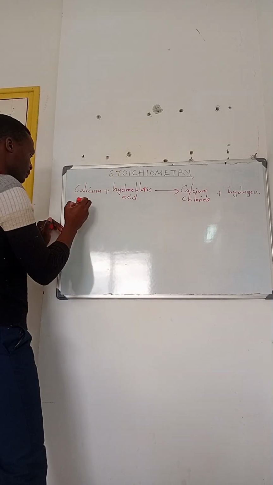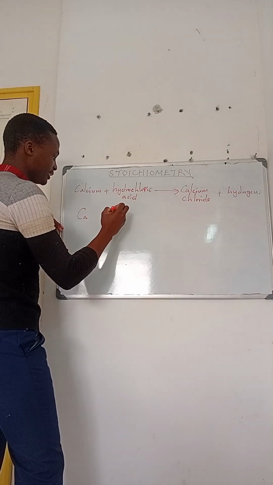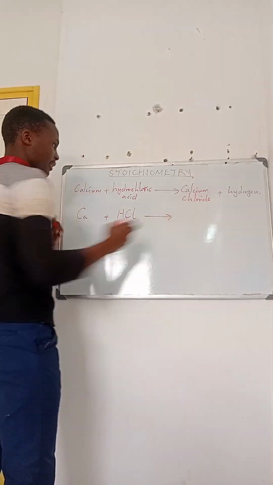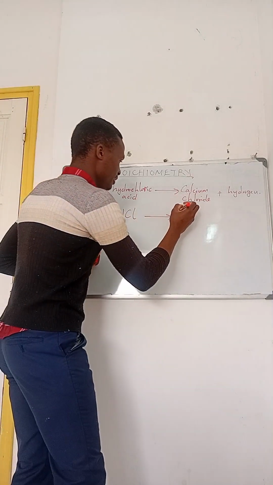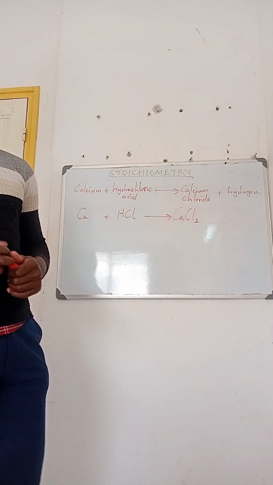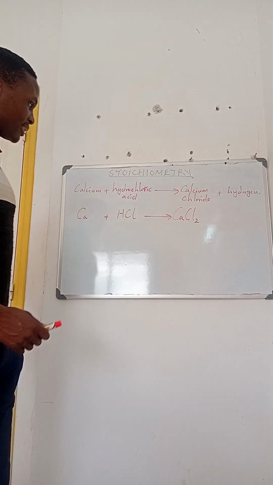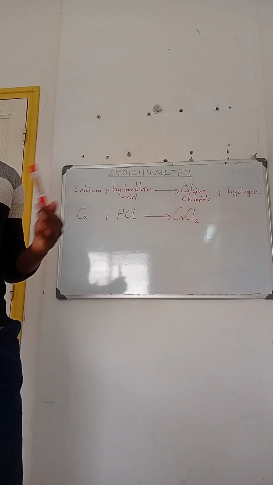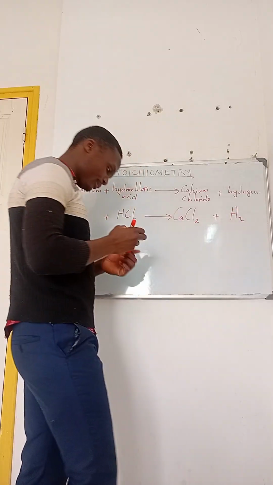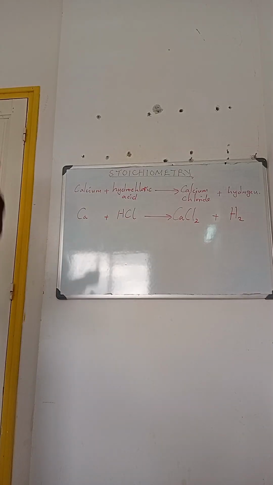For the calcium, it's Ca, then plus hydrochloric acid is HCl. Then to produce calcium chloride, it's CaCl2. We have to take note when writing the chemical formulas, otherwise it will be difficult to balance if the chemical formula of a substance is wrong. The hydrogen gas is H2.